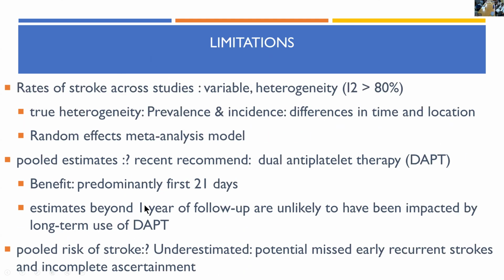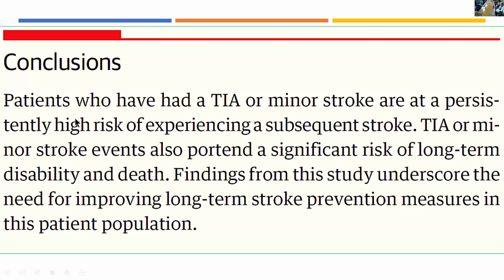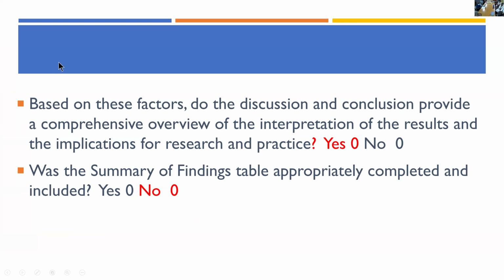Okay, so I'm not going to go through the other limitations, but just to understand that they have given a large chapter and verse on the limitations of their study. Okay, this is the final conclusion. Patients who had a TIA or minor stroke have a persistently high risk of subsequent stroke. That seems to be a reasonable conclusion. There's no spin in that. Right. Based on these factors, does the discussion and conclusion provide a comprehensive overview of the study? Yes.